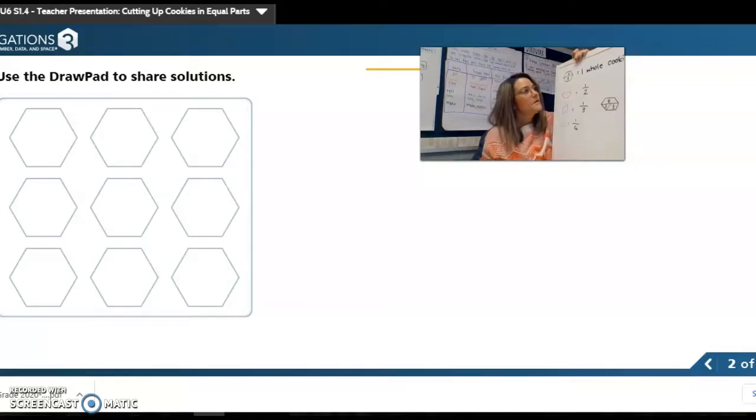Okay, so have fun making hexagon cookies and use your pattern blocks and fractional pieces to create different solutions.